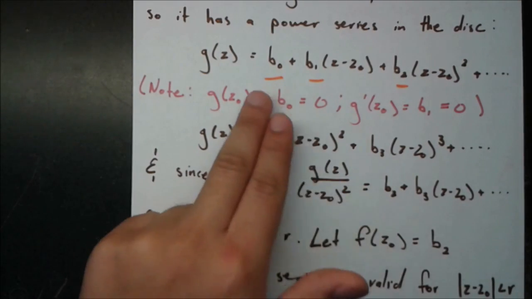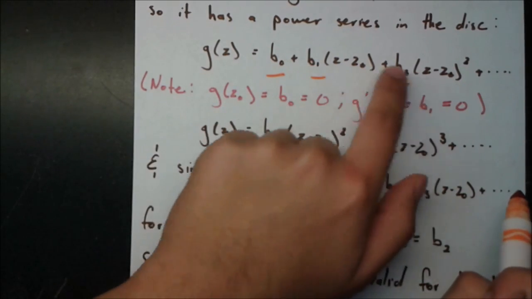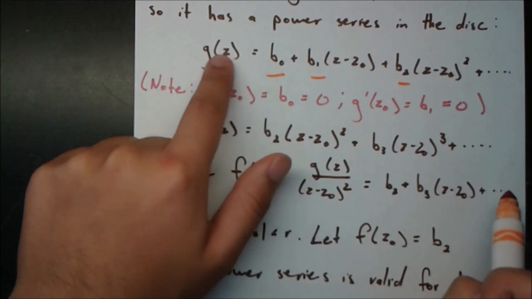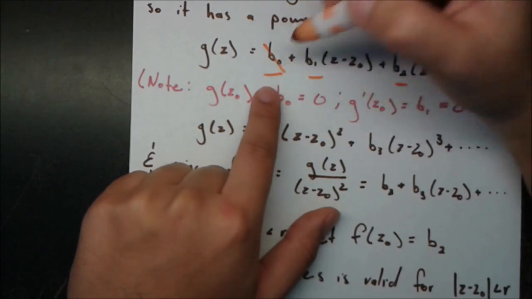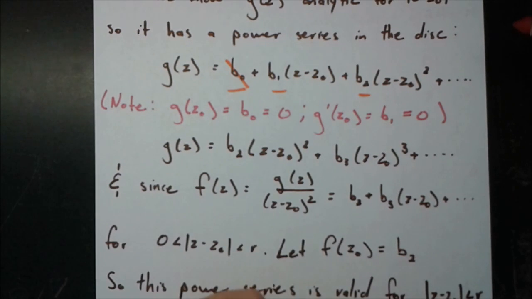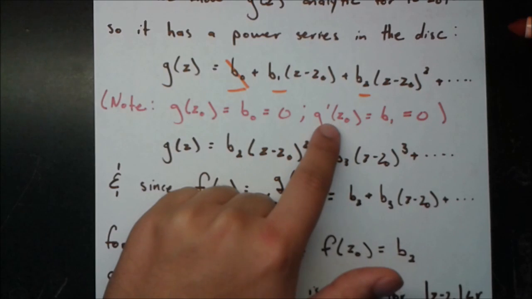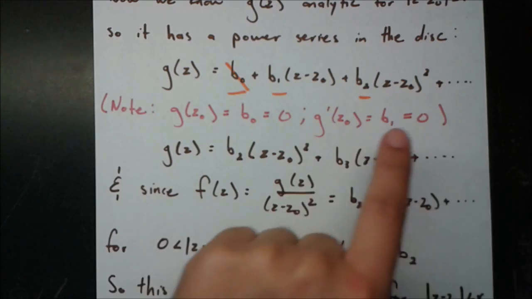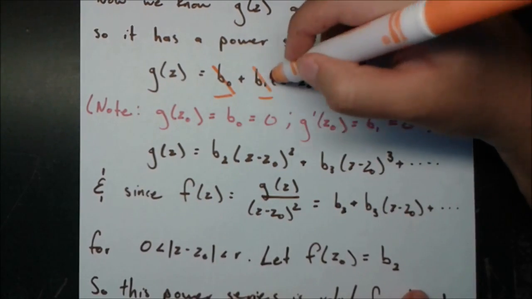But what do we know about the first two coefficients? What do we know about g of z0? So let's plug z0 into here. All these vanish because z minus z0 is 0, and we're just left with b0. So b0 equals g of z0, which is equal to 0, as we said from the definition of z0. So b0 is equal to 0. Now, what do we know about b1? What's g prime of z0? So what's the derivative of g at z0? Well, we said that was also 0, right? And if we take the derivative of this power series, we're just going to get b1. So that means b1 is also equal to 0. So this whole term right here goes away.